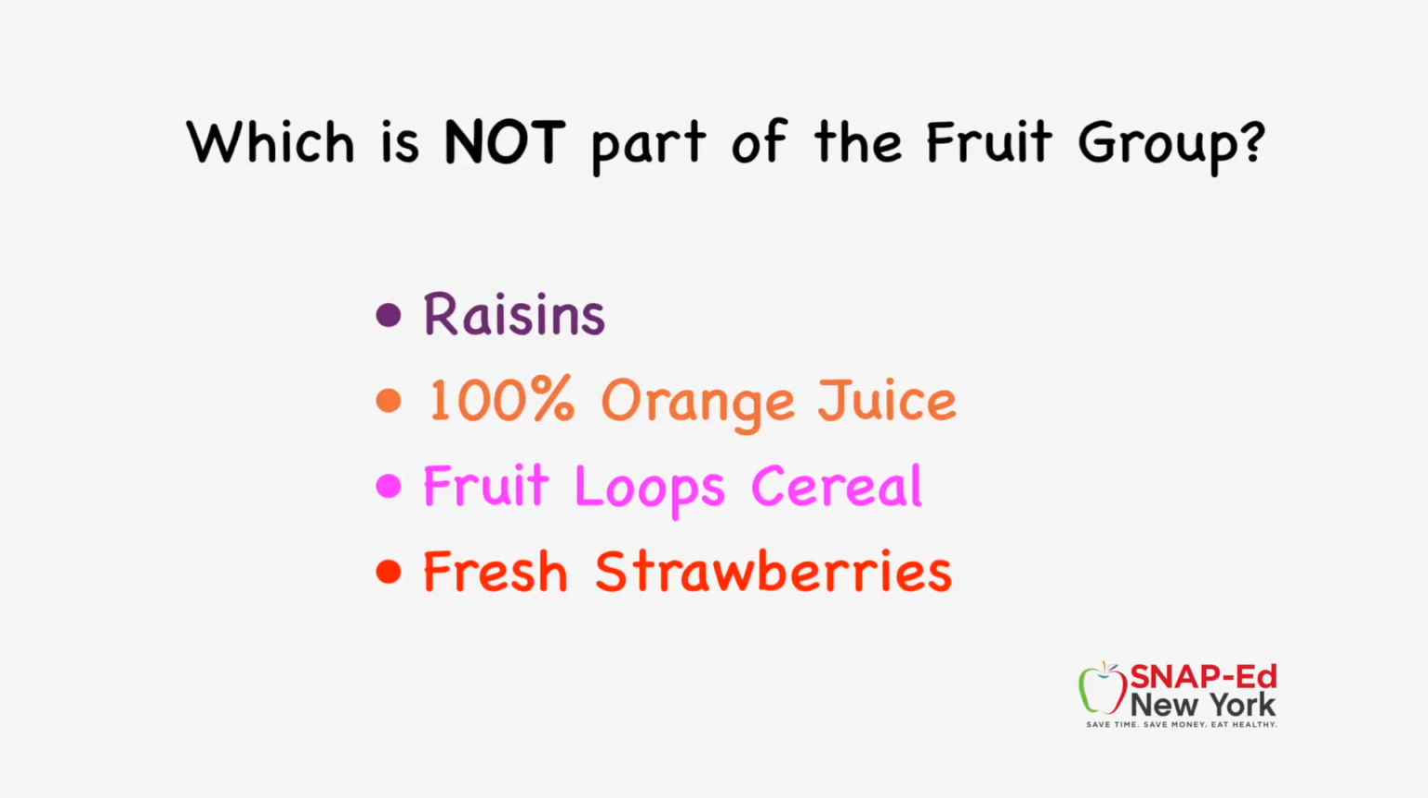Wow, you're really good at this. The answer is 5. The 5 subgroups are dark green, red and orange, beans and peas, starchy, and other. Let's move on. Which is not part of the fruit group? Raisins, 100% orange juice, Fruit Loops cereal, or fresh strawberries?